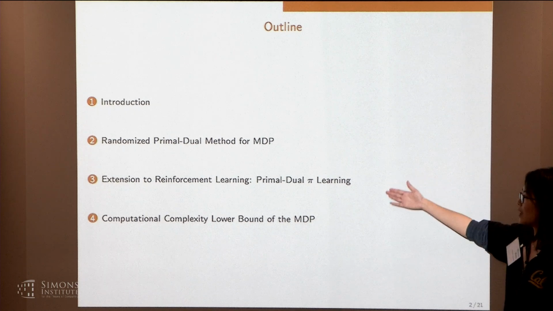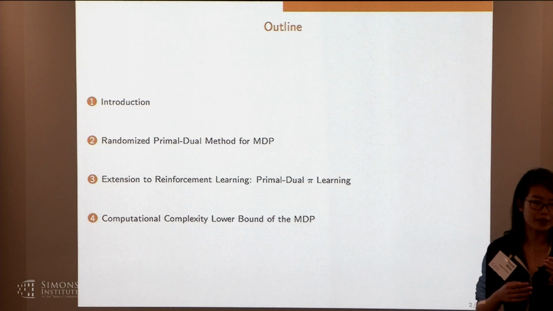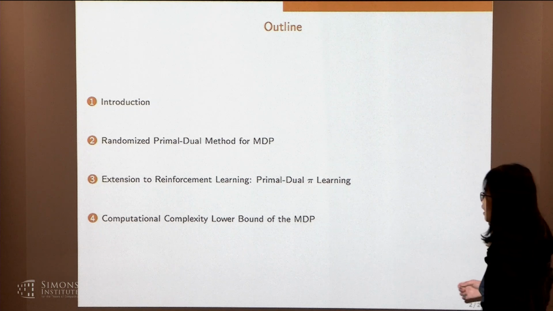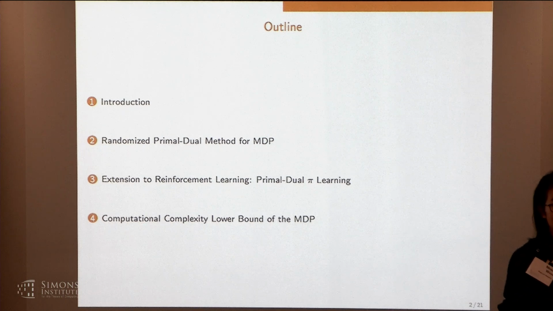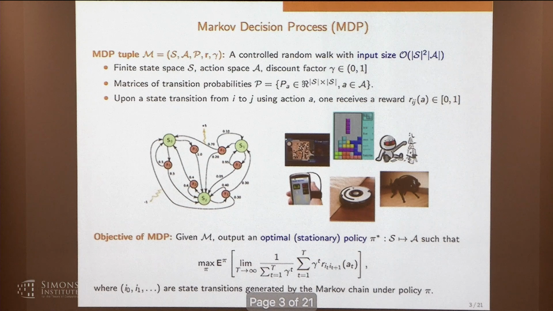And this has a natural extension to reinforcement learning, and we can actually make a strong connection between runtime complexity for solving the computation problem and sample complexity for learning the optimal policy. So I'll explain later. And I'm also going to show you some recent works on computational complexity lower bound for solving MDP and some other related works on value iterations. Okay, so I'm going to jump into the technical formulation.